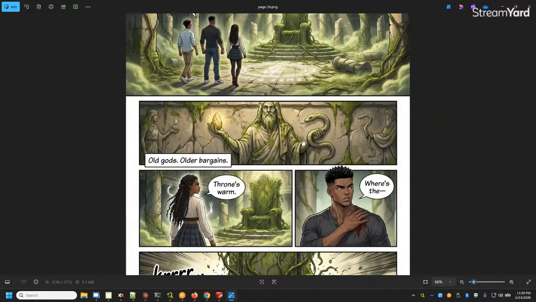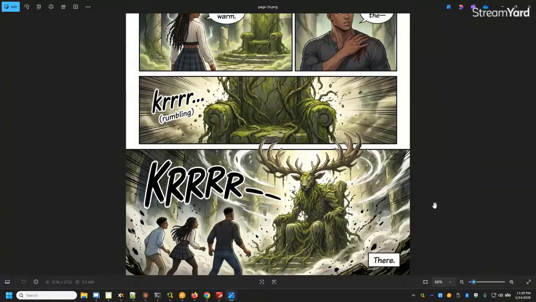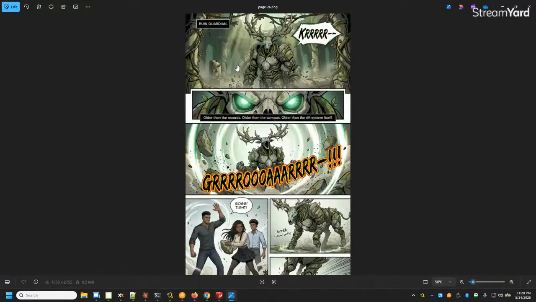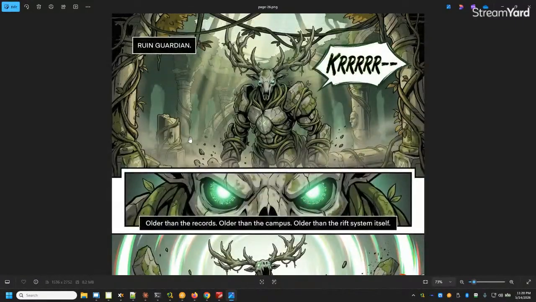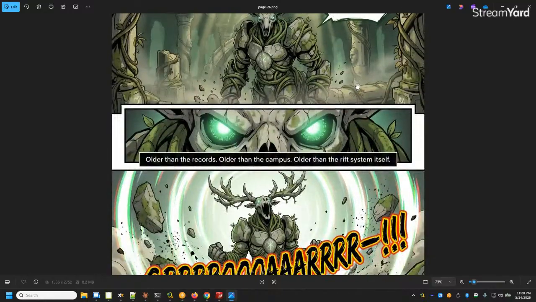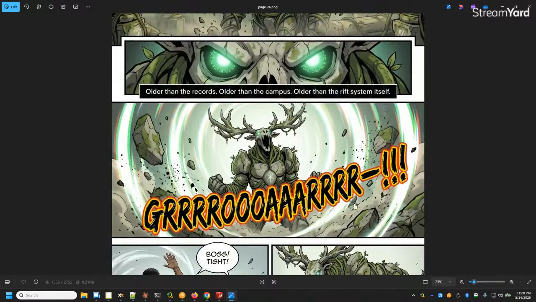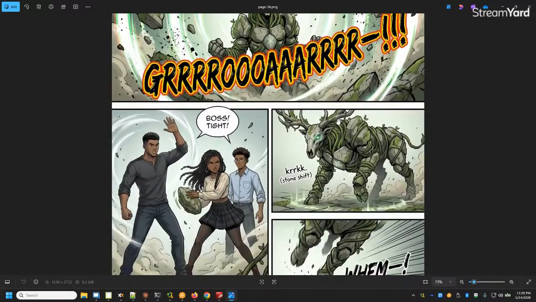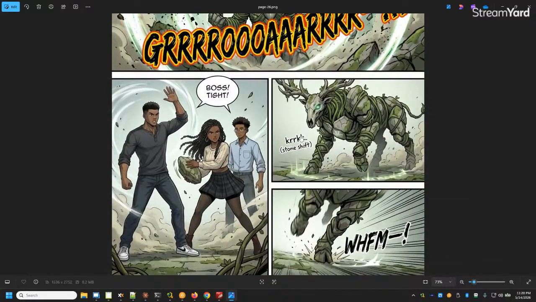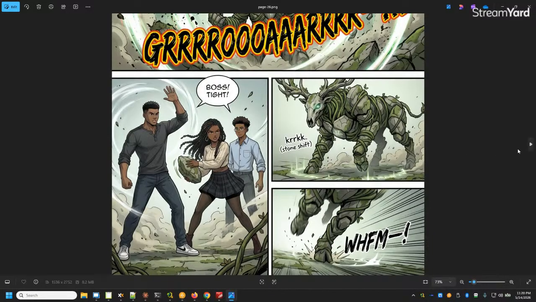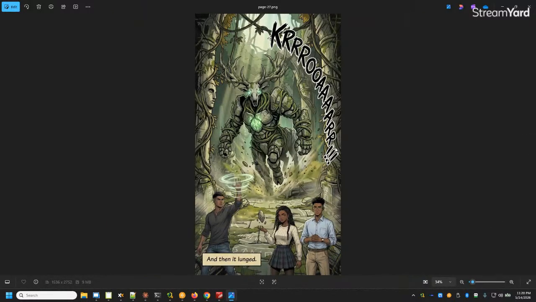All right, so now there's time for the final boss. Old gods, older bargains, thrones warm. Okay, and then there is the boss. I love the design for it because that's all them. Ruin Guardian. Okay. Older than the records, older than the campus, older than the Rift system itself. Okay. Boss tight. I don't know what that means. As Andre just stands back there grinning, because he knows the boss is about to die because the gas is still circling.